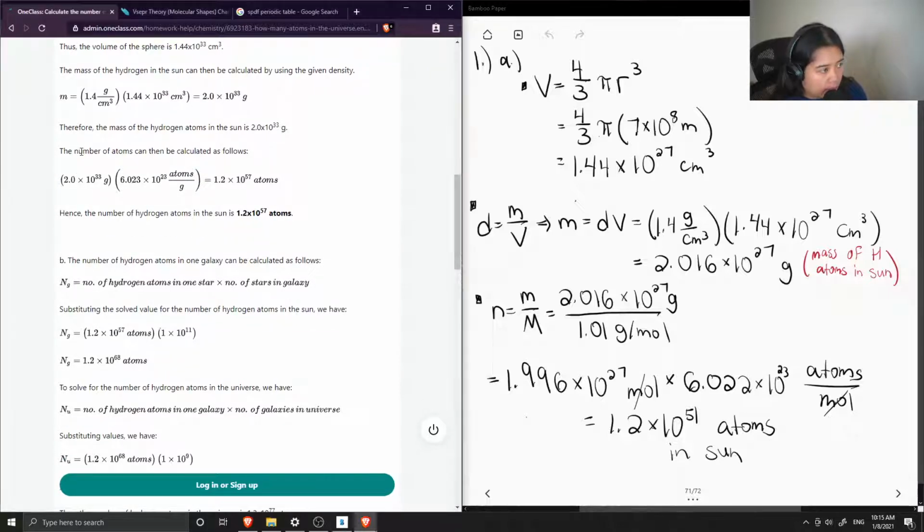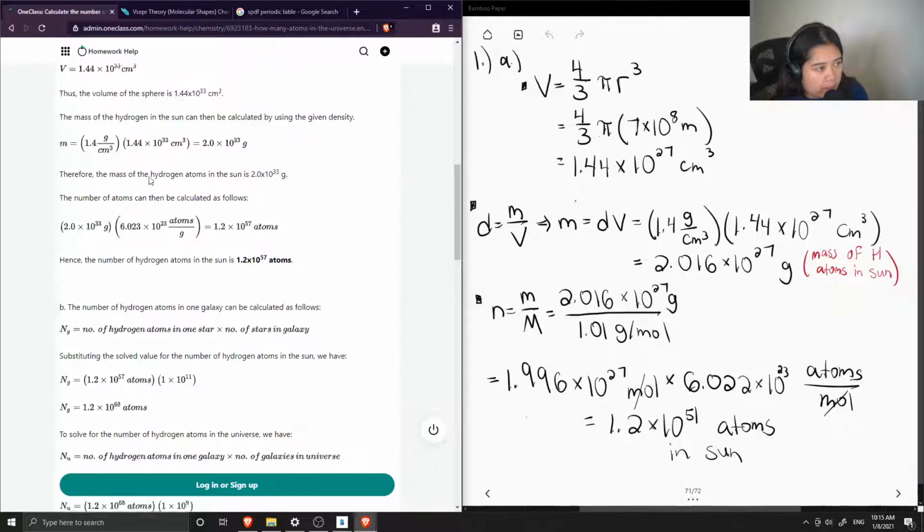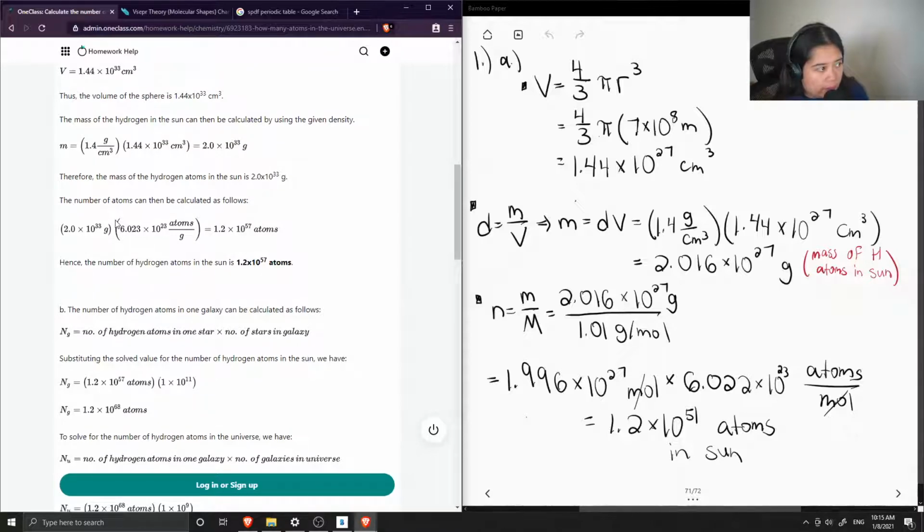Okay, so now they calculated for number of atoms. So the 6.23. So the units for Avogadro's number is not atoms per gram, it is atoms per mole. So they're just missing the step of when we need to calculate for number of moles. So again, number of moles is equal to mass over molar mass. So they're just missing that one step.